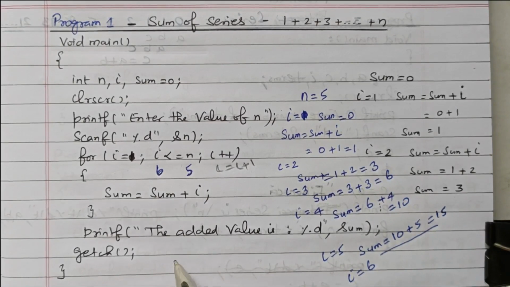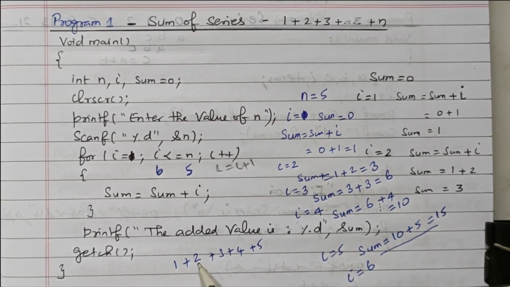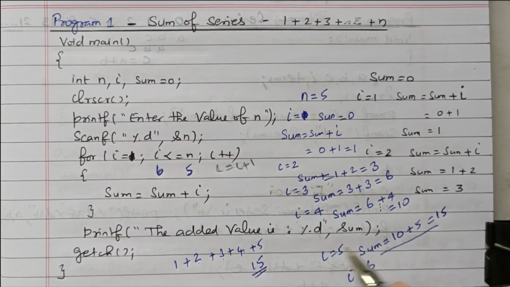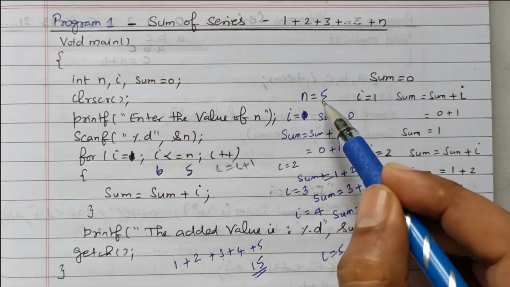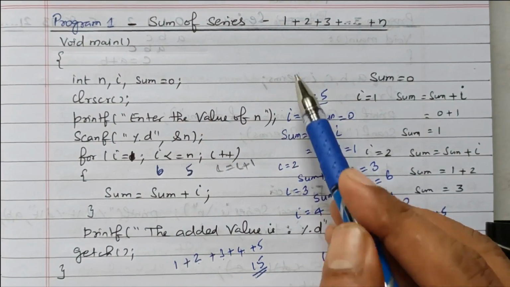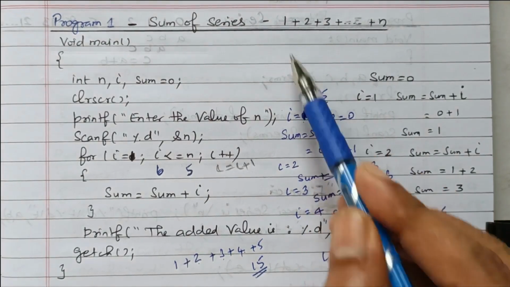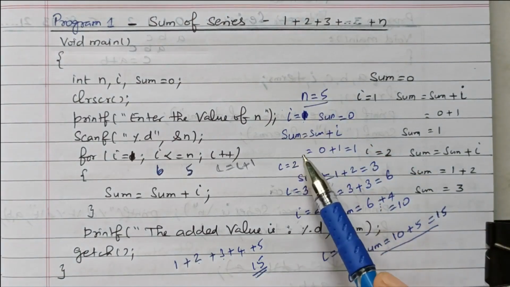Now we'll verify that. 1 plus 2 plus 3 plus 4 plus 5, right? So 1 plus 2 is 3, 3 plus 3 is 6, 6 plus 4 is 10, 10 plus 5 is 15. So this is our required answer. So starting from, we entered n equal to 5, I value is 1. How did we decide I is equal to 1? It is clearly given in the series, I equal to 1. Suppose the series starts with 2, then I should be 2.